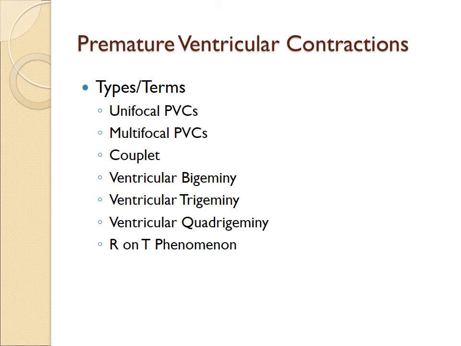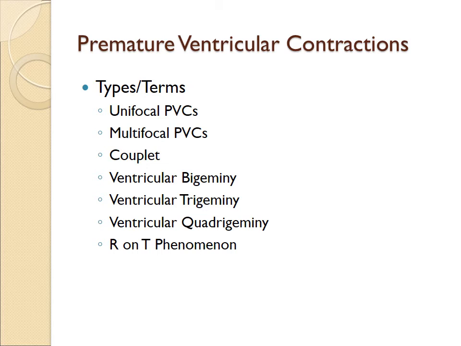Some of the different types and terms that we use with PVCs is we talk about unifocal PVCs. This is when they are coming from one site, one irritable focus, and so the waveform all looks the same. Multifocal PVCs, on the other hand, there's several ventricular foci. There's greater irritability in the ventricles, and so because they're coming from different locations in the ventricle, you're going to see a different waveform for each of them. And this is much more dangerous because we realize that the heart is much more irritated.